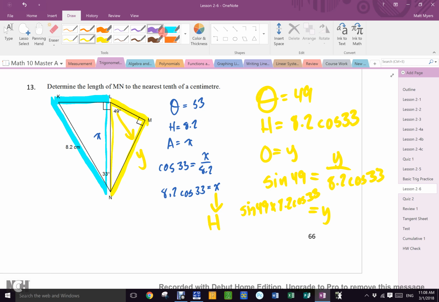Am I perfectly happy if you use your calculator here and get a number, and then you take that number and put it in there? Is that okay? Yes, of course it is. Then you're going to round to the tenth of a centimeter. Is everybody good?